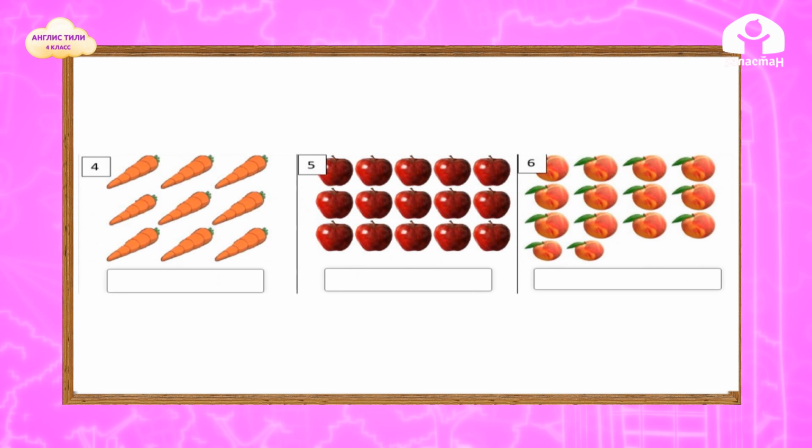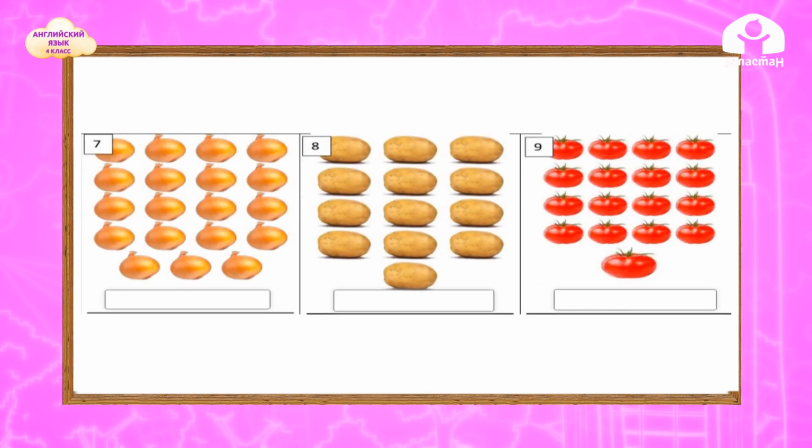Count and write. Carrots. 9 carrots. Apples. 15 apples. Peaches. 14 peaches. Onions. 19 onions. Potatoes. 13 potatoes. Tomatoes. 17 tomatoes. Good job.